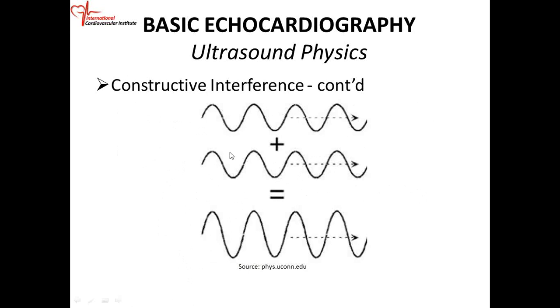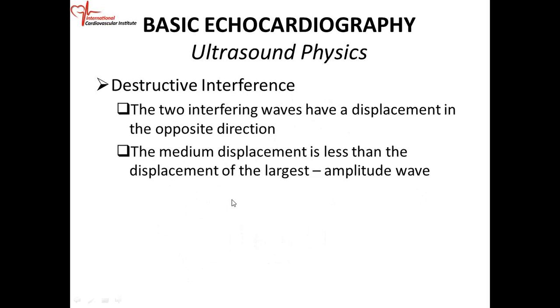With constructive interference, you don't have to have a situation where a crest is directly meeting another crest. It can be a crest meeting a point right there, or a trough meeting a point right there. It's still going to be constructive interference. The net amplitude is going to be larger than either of the two components of the interfering waves.